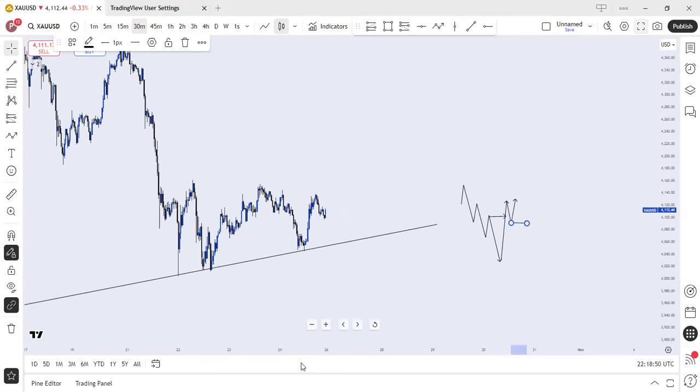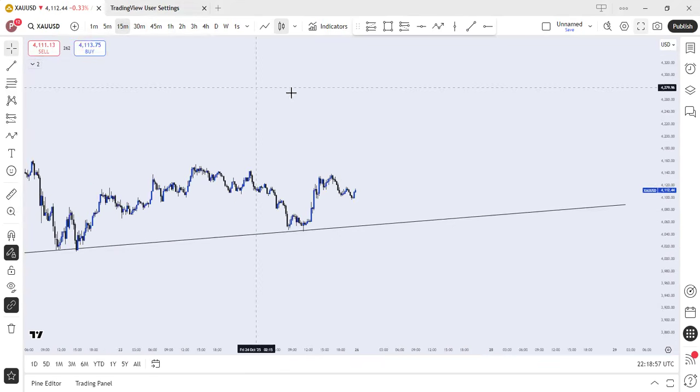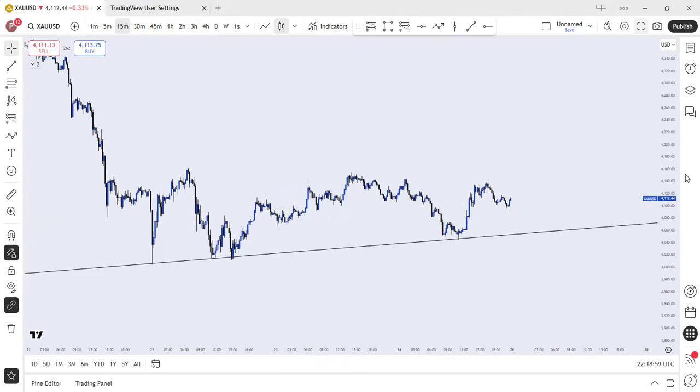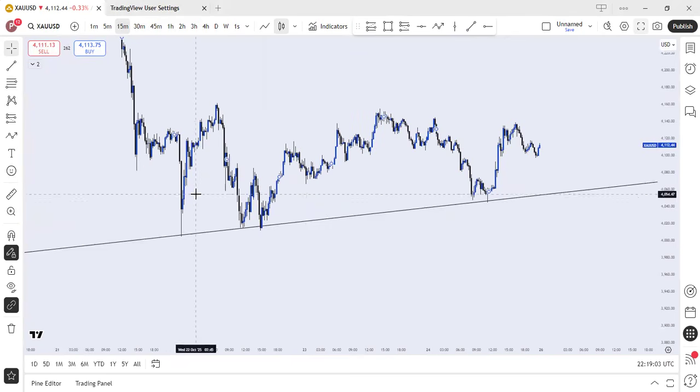Currently, when you scale down to the 15 minutes time frame, you can see gold was also like that, right? When price came all the way down here, price gave us this market structure shift, as you can see here, right?